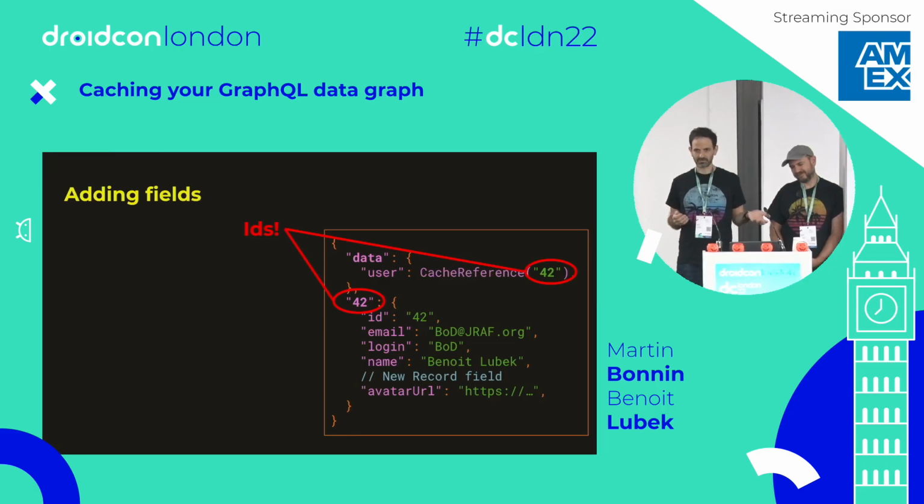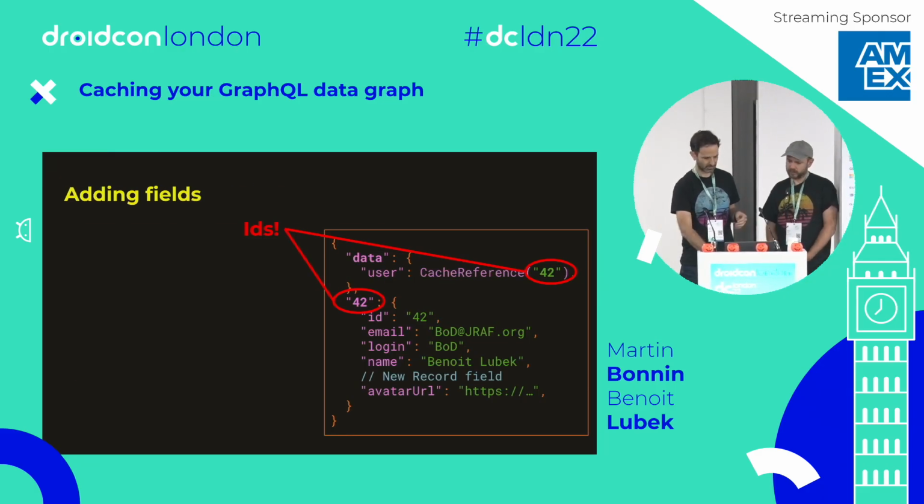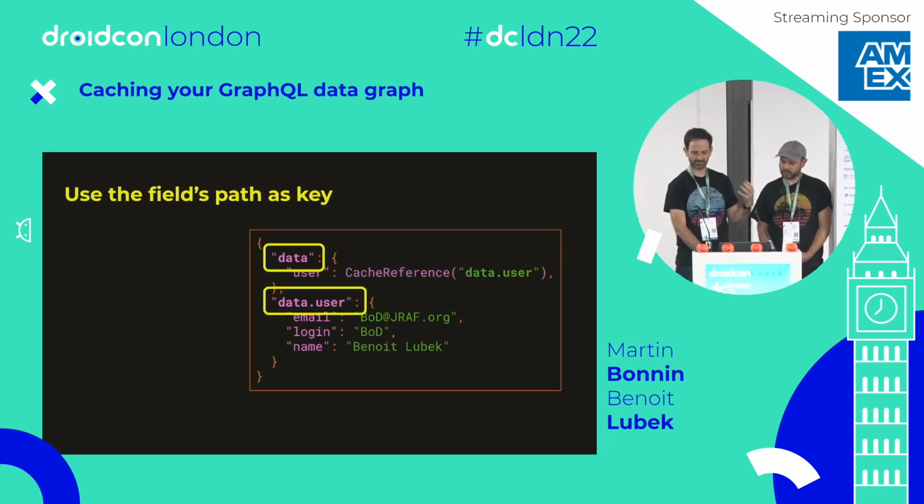This all works because everything has an ID, but that's a valid question: what if there's no ID? So if we take still the same example, but remove the ID, at Apollo we are going to use the JSON path as an ID. So for these two objects, we have the data and then nested user. So we will have data and data.user. And this is actually working really well.